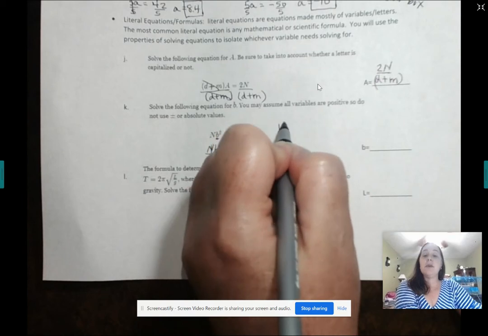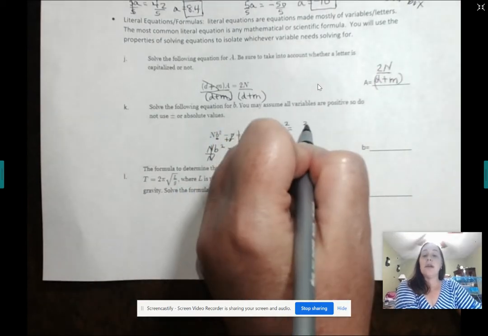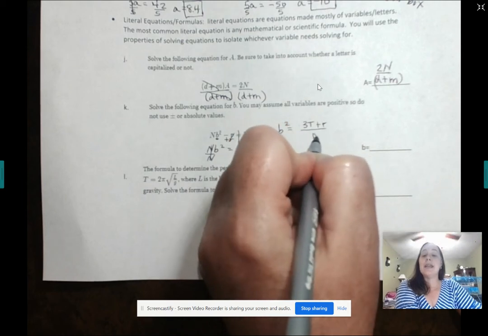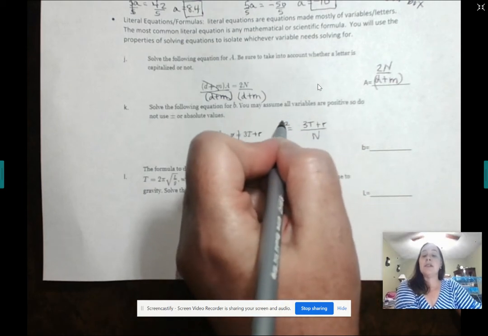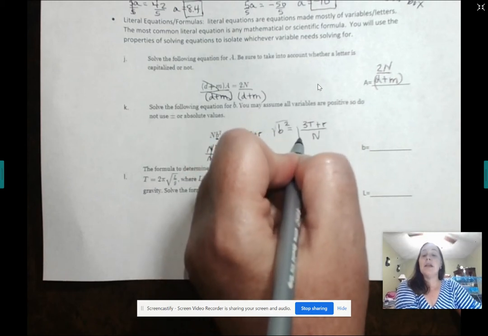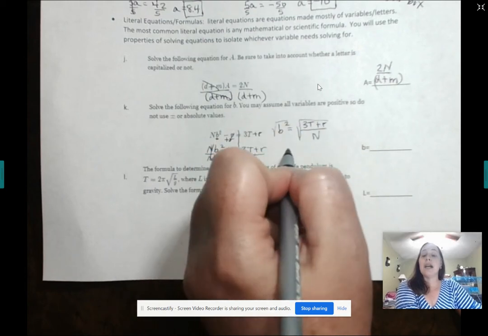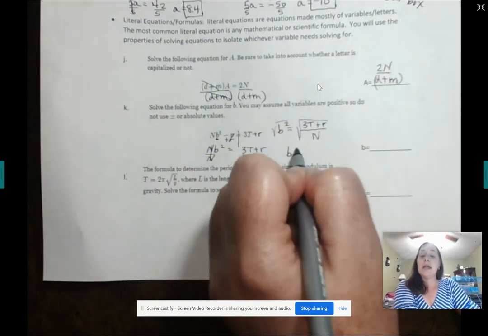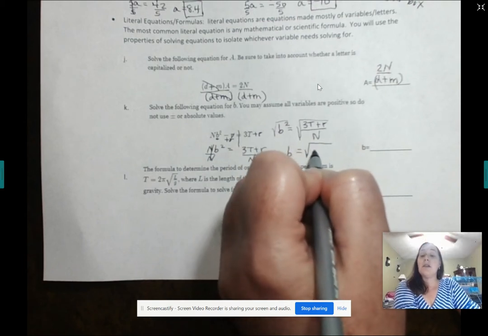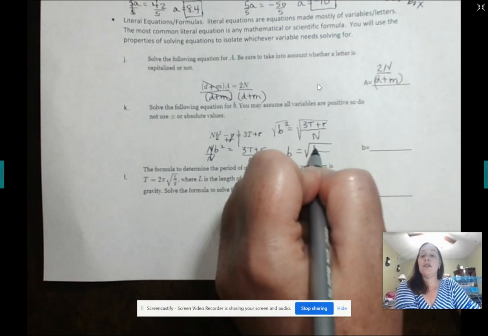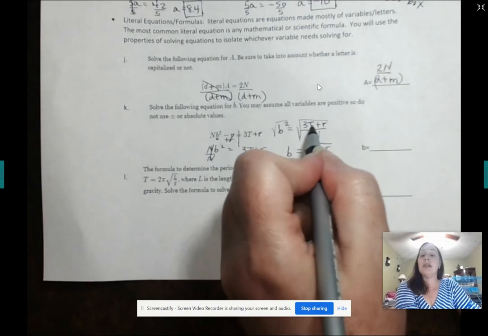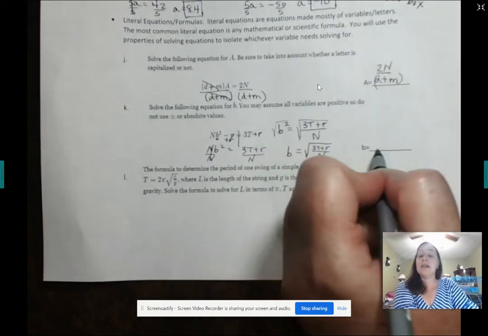Now I have B squared equals 3 times capital T plus R all over N. And the last thing I need to do is get rid of the squared. How do I unsquare something? I square root it. And that square root is going over this entire fraction. So you're going to type in a square root sign, then hit a backspace so that a fraction will open, and you can write 3t plus r on top and capital N on bottom. Make sure that things that are capitalized look capitalized in your answer.